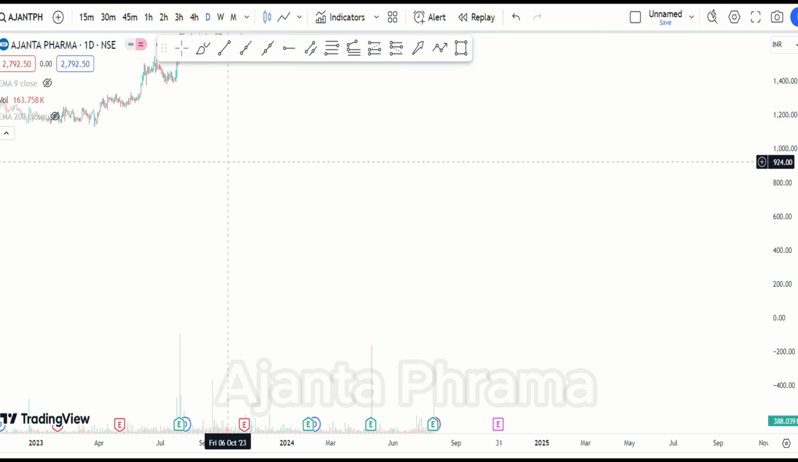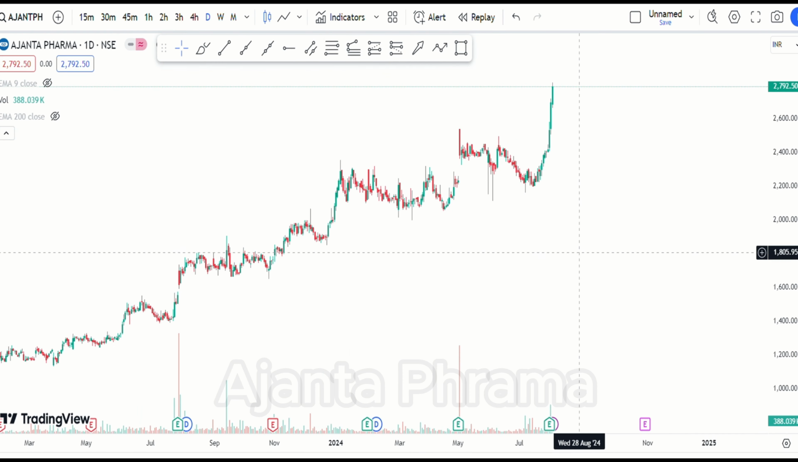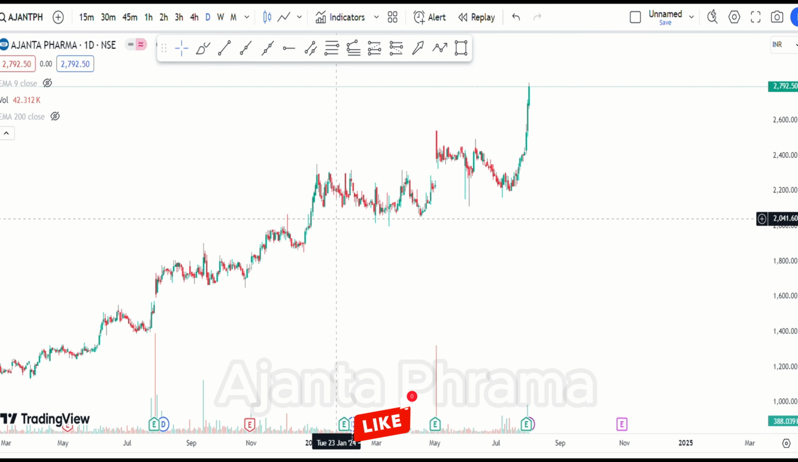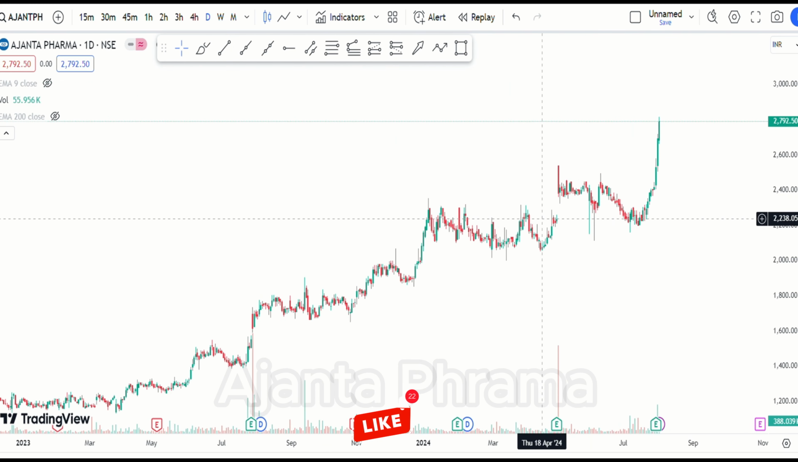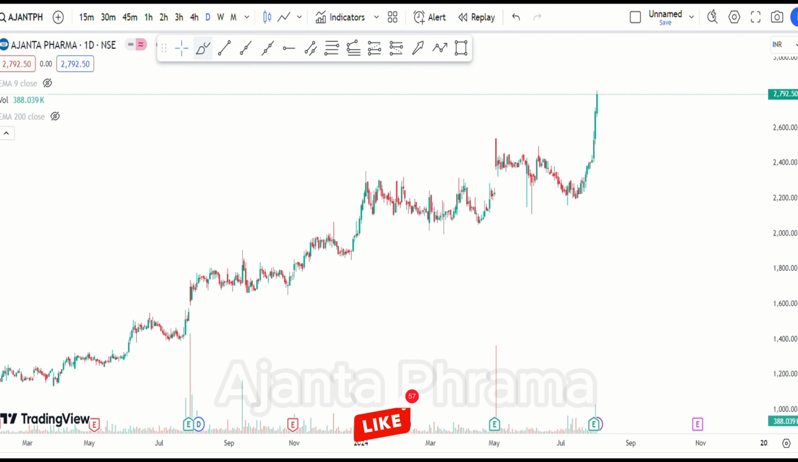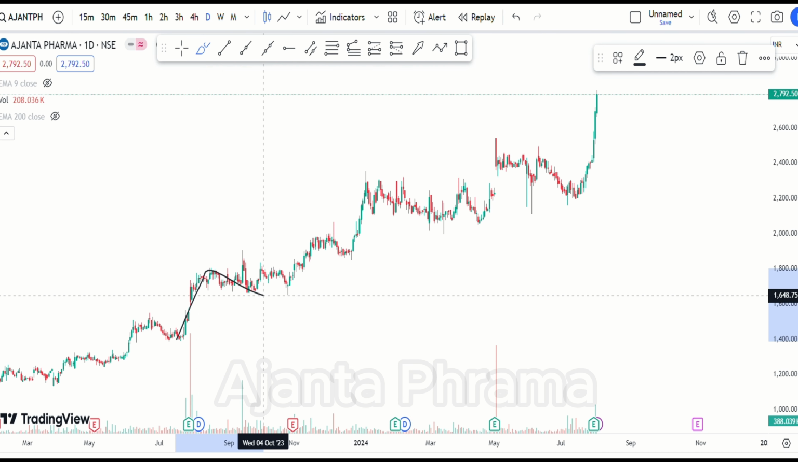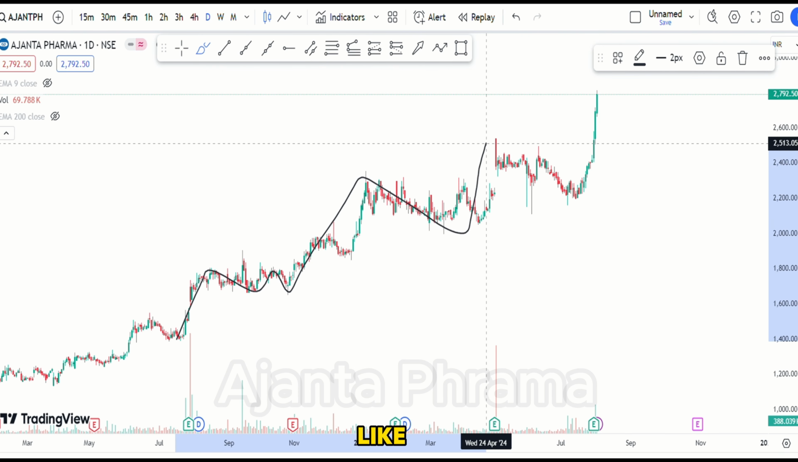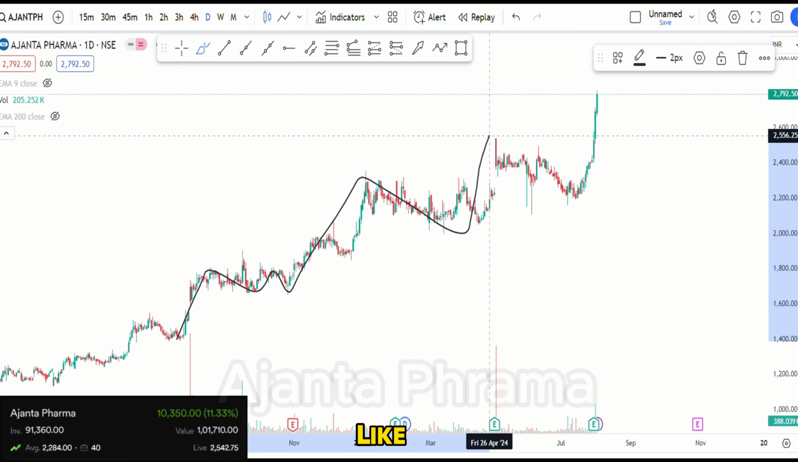This is just Ajanta Pharma. I've recently booked profits of more than 11,000 in this trade. So you see just a normal price movement, right? The stock went up and started to consolidate, then started to go up, came down, went up and came down again, right?